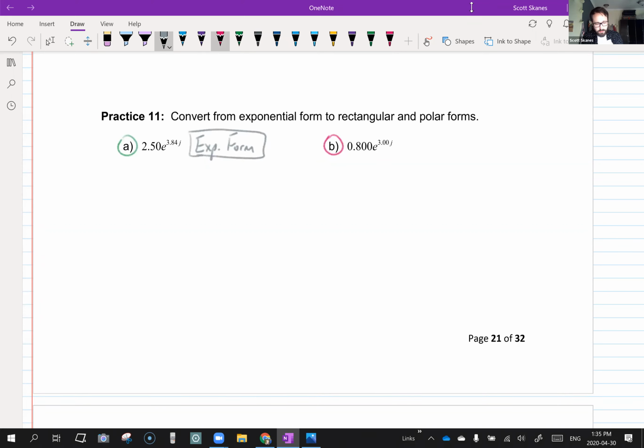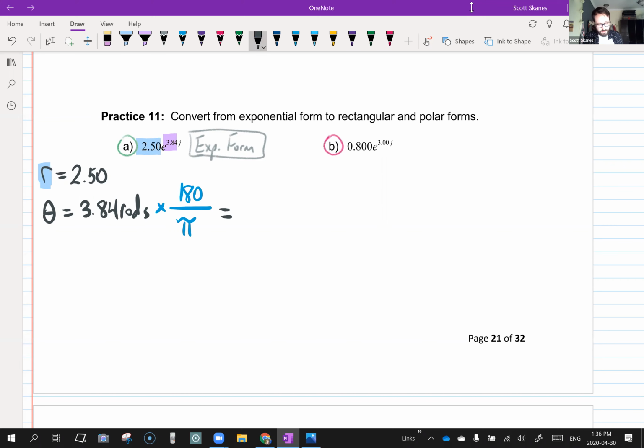So what we need to do right away, we know R. R is 2.5. The angle is on top, but remember for exponential form, it's given in radians. So 3.84 is in radians. We need to convert that. It's radians, so the pi goes on bottom. That will cancel. 180 is on top.